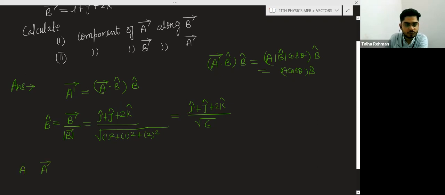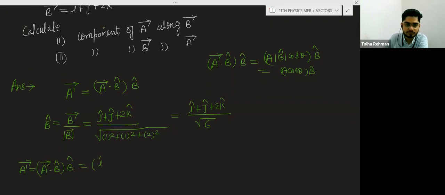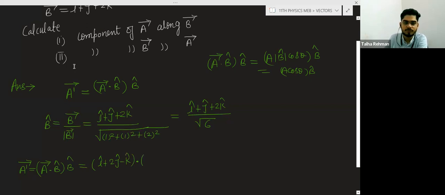We want to find this a dash vector. So a vector dot this vector, and here is the unit vector of b vector. So a vector dot b vector. A vector is i plus 2j minus k, dot b cap. b cap is i vector plus j vector plus 2k vector, and this is root 6.